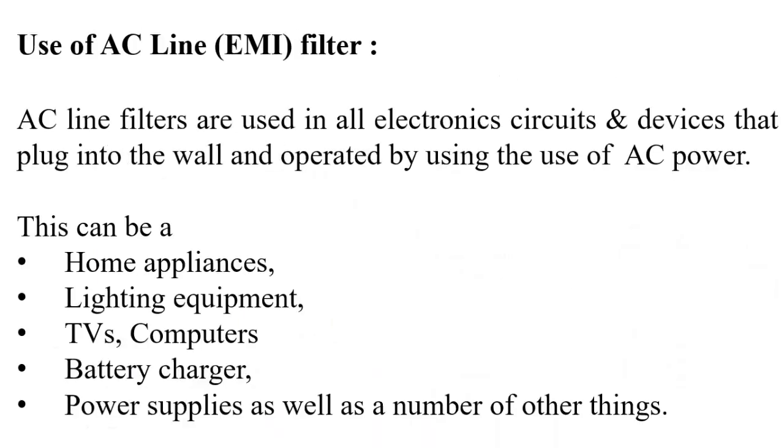Use of AC line filter, electromagnetic interference filter. AC line filters are used in all electronic circuits and devices that plug into the wall and are operated by using AC power. This can be a home appliance, lighting equipment, TVs, computers, laptops, battery chargers, power supplies, as well as a number of other things.